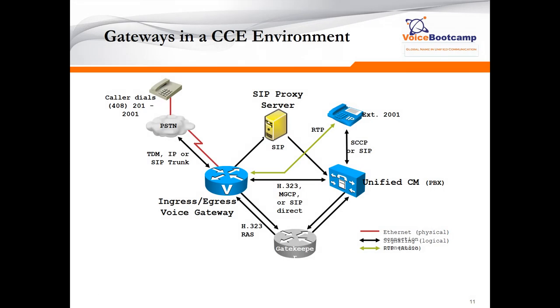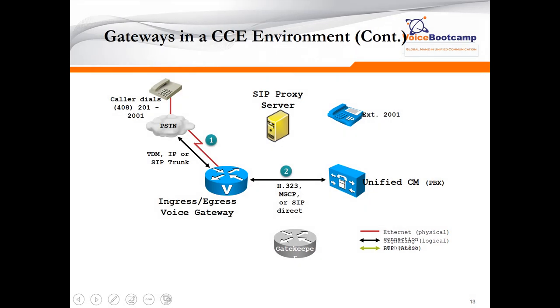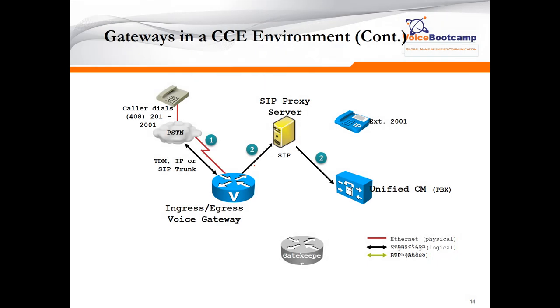So a typical call flow from service provider to your call manager, for example, will come in from the user via the PSTN to your inbound router. Now that's step one. Step two will be either send the calls directly to call manager, using H323, MGCP, or SIP. These are the three choices of protocols we have between a voice gateway and a call manager. Or we can send a call to a SIP proxy server using the SIP protocol, and then the SIP proxy server will ultimately send the calls to call manager. And of course, the SIP proxy server has to be configured according to that.